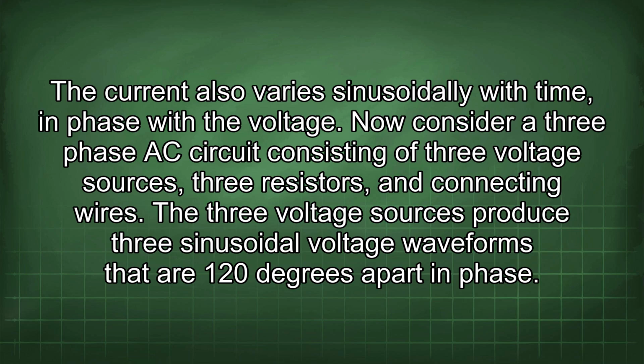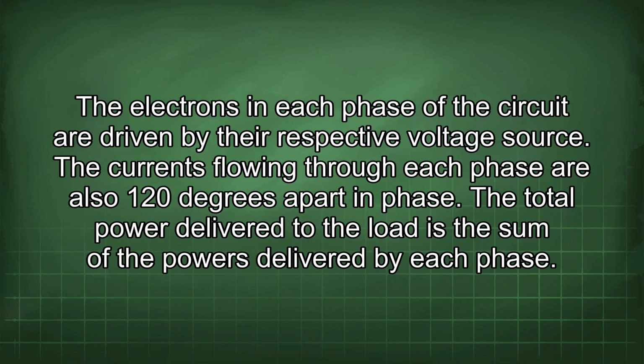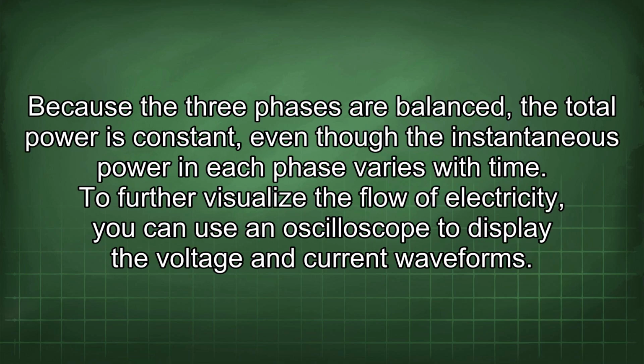Now consider a three-phase AC circuit consisting of 3 voltage sources, 3 resistors, and connecting wires. The 3 voltage sources produce 3 sinusoidal voltage waveforms that are 120 degrees apart in phase. The electrons in each phase of the circuit are driven by their respective voltage source. The currents flowing through each phase are also 120 degrees apart in phase. The total power delivered to the load is the sum of the powers delivered by each phase. Because the 3 phases are balanced, the total power is constant, even though the instantaneous power in each phase varies with time.